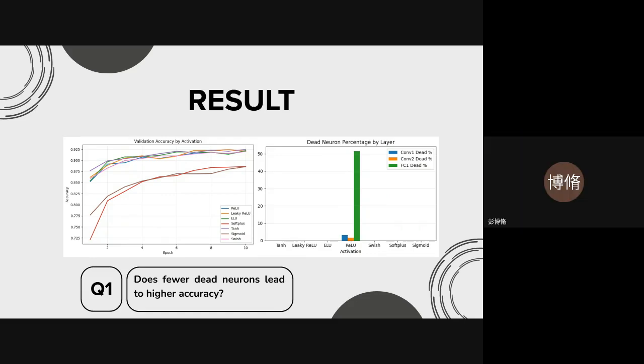Okay, this tells us that having more dead neurons doesn't necessarily cause the model to fail completely, because ReLU still achieves competitive accuracy. It matters, but they're only one factor among many. The overall optimization behavior and gradient flow are also very important.